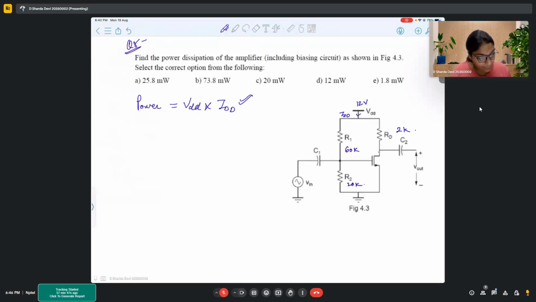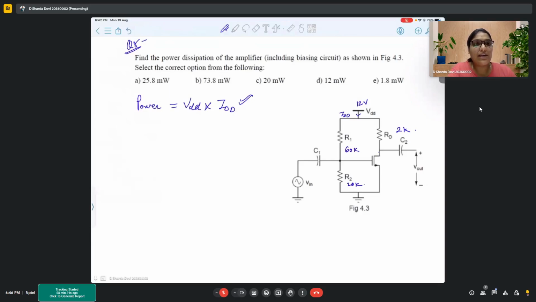VDD is 12 volt. So power dissipation will be 12 into 2.15, which is 25.8 milliwatt. Now there is one thing you need to notice: the major power is drawn by your MOSFET circuit. The biasing circuit, consisting of R1 and R2, draws very little power.